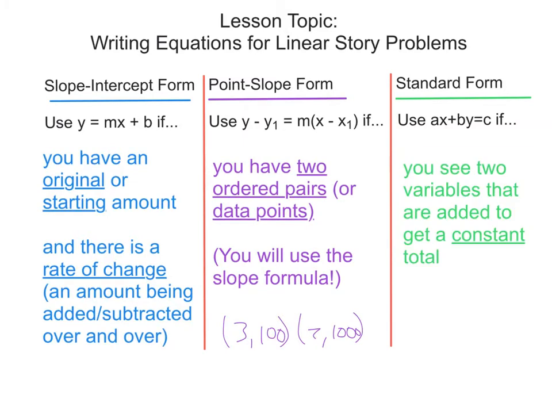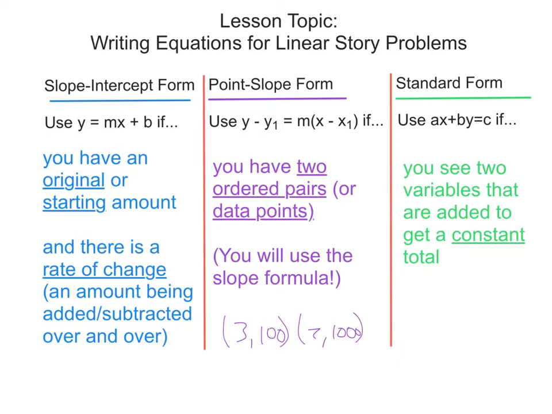And the third type, if you see two variables that are added to get a constant total, that is going to be a key piece of information to help you decide on standard form. An example of this might be if large beverages at a concession stand are $5 and small beverages are $3, and you sell 200 total beverages. You see how that was two variables and they were being added together to get a constant total? So the large ones plus the small ones were giving us a total number of beverages sold. And again, more practice on this, of course, not only in this video, but also in class.